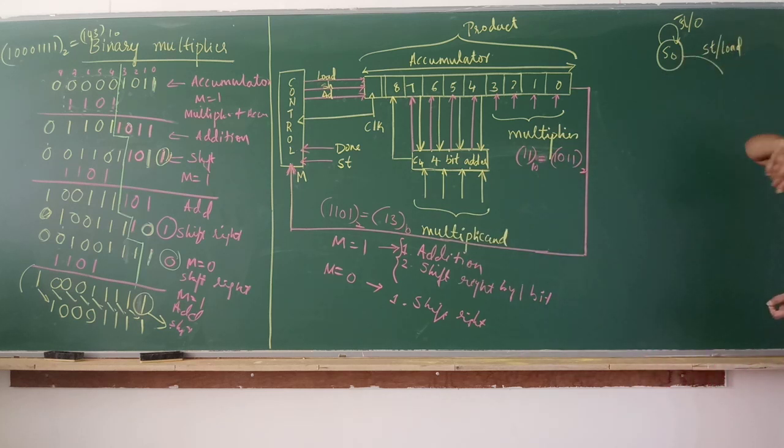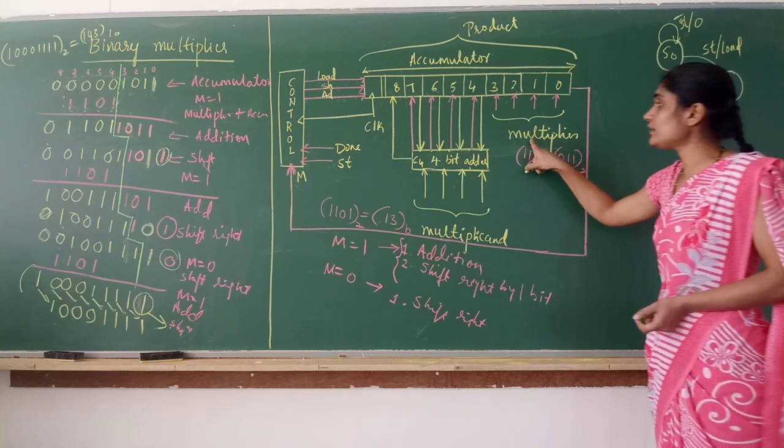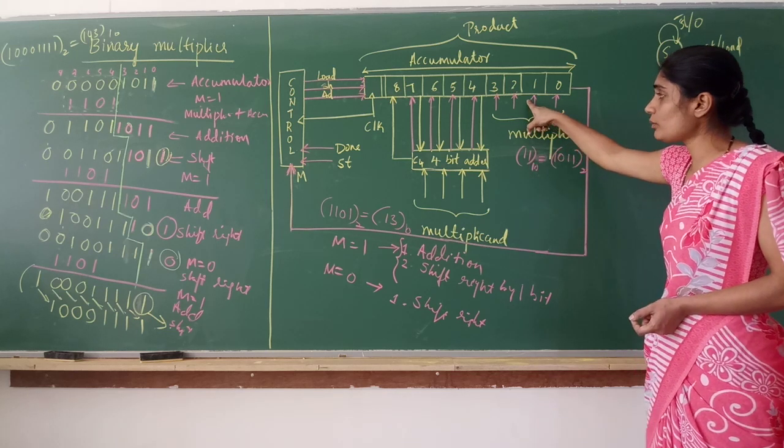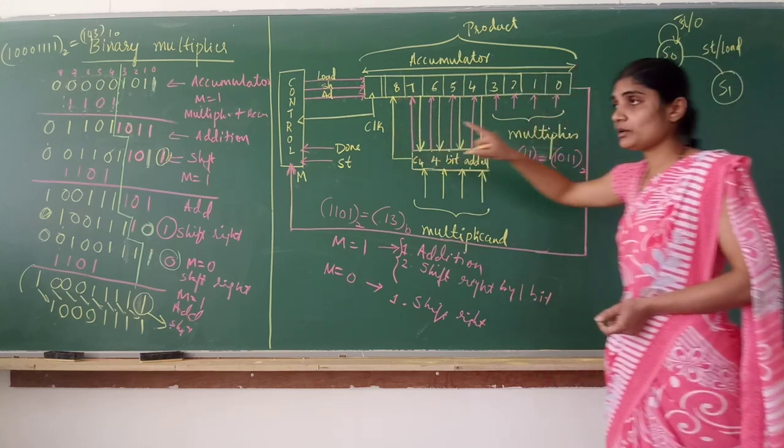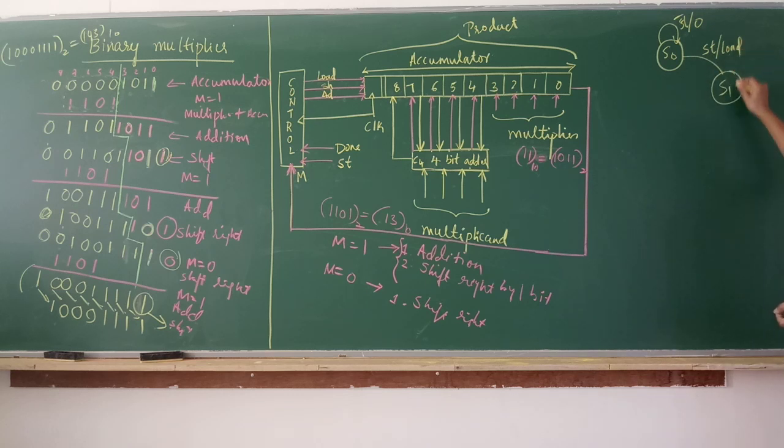First load. It will be in state S1. First load. What will it load? It will load the content of multiplier to the lower 4 bits of accumulator. At the same time, the higher 5 bits of accumulator will be made 0. It will be reset. So first, load signal.